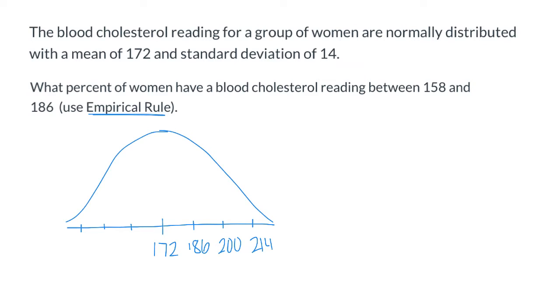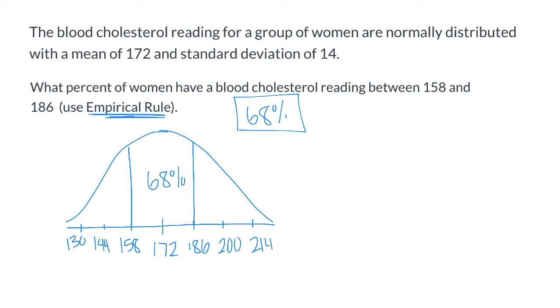And then now I'm going to subtract 14. So 172 minus 14 is 1 standard deviation below the mean, and then 2 standard deviations below the mean, and then 3 standard deviations below the mean. So it wants to know between 158 and 186. So that's from here to here, and that's 1 standard deviation away from the mean in each direction. And according to the empirical rule, that's 68%. So 68% is our answer.